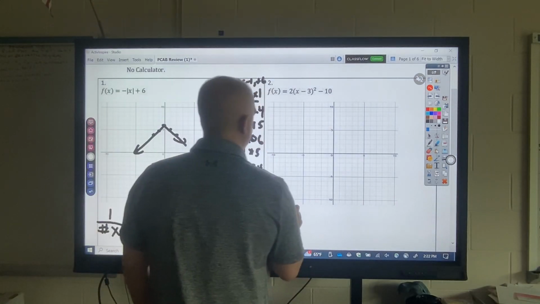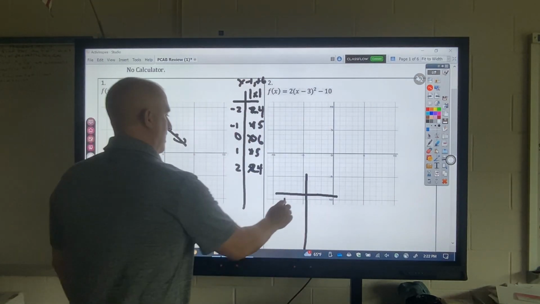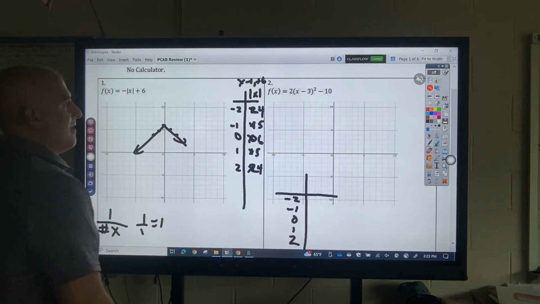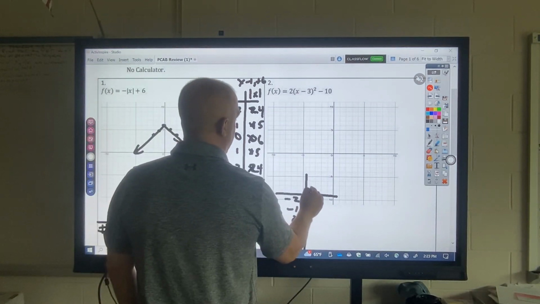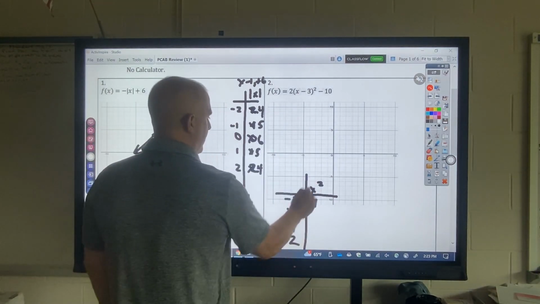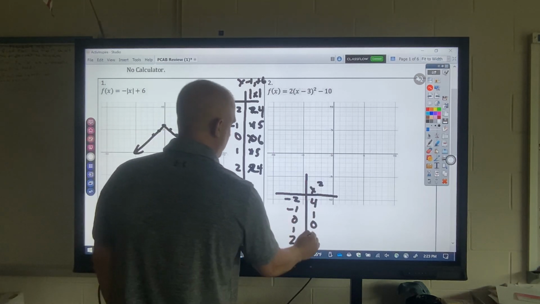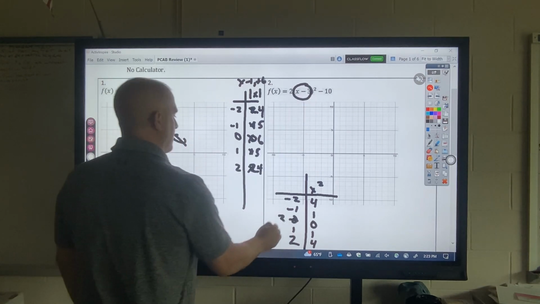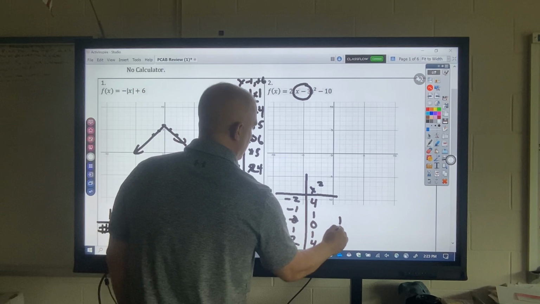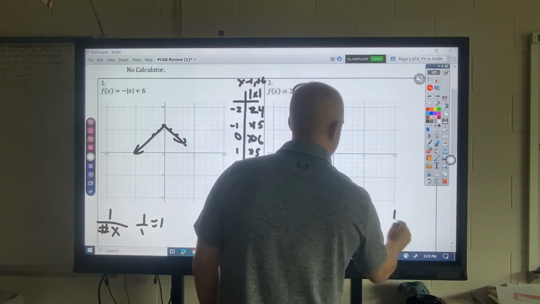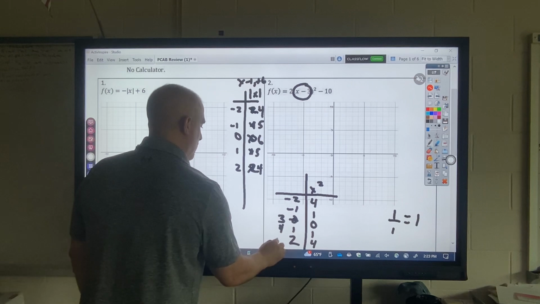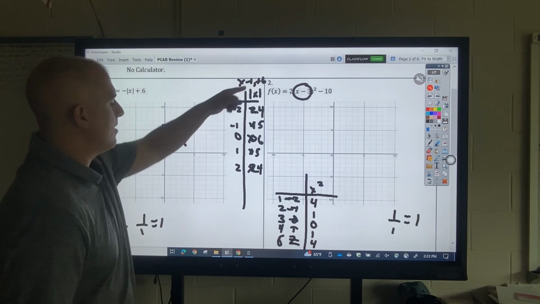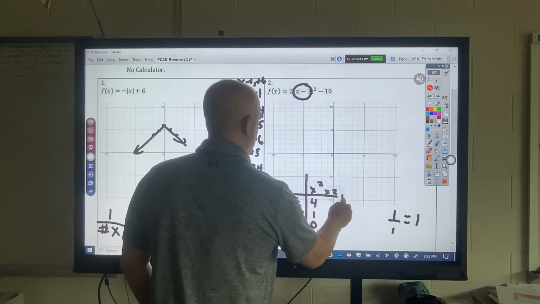So what I have here is -2, -1, 0, 1, and 2. Now this is x squared. So -2 squared is 4, -1 squared is 1, 0 squared is 0, 1 squared is 1, 2 squared is 4. I solve the inside. If I solve that, that would be 3, so I'm going to replace that. The interval would be 1 divided by the number in front of x, which is 1. So that's going to be 4, that's going to be 5, that's going to be 2, that's going to be 1. And then I want to multiply by 2 and then subtract 10.